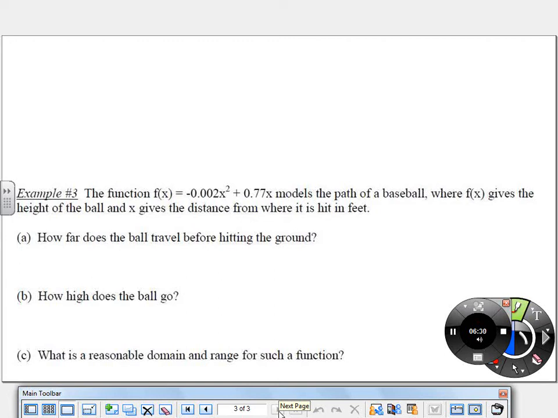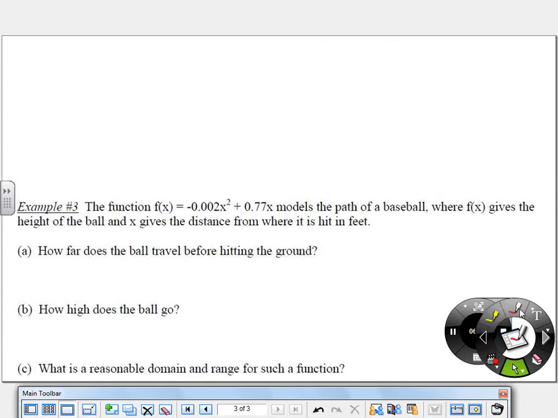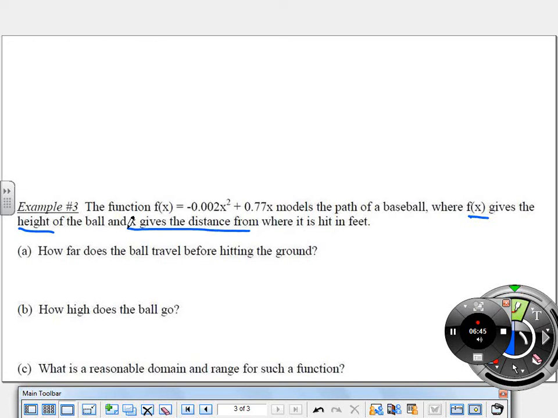Example 3 says there is a function, and they actually give us the equation. We didn't have to go on our calculator or find it or anything like that. It models the path of a baseball. F of x gives the height of the ball, and x gives the distance from where it is hit. So x tells us how far away from the person that hit it, and f of x, or the y value, tells us the height of the ball. The question says, how far does the ball travel before hitting the ground?